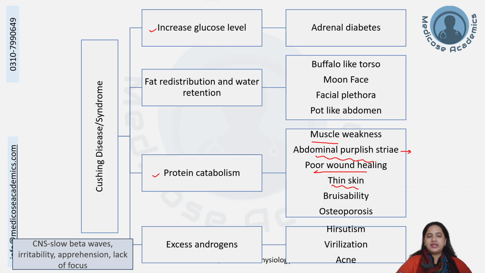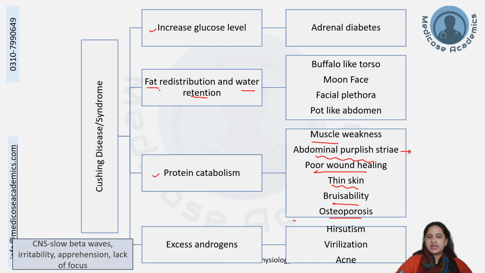Poor wound healing, again attributed to decreased availability of proteins. Bruisability, again because collagen in the vascular walls is less. Osteoporosis, again decreased protein deposition in the bones. All these are caused because of the increased protein catabolism. Fat redistribution and water retention. Water retention because of hyperaldosteronism.